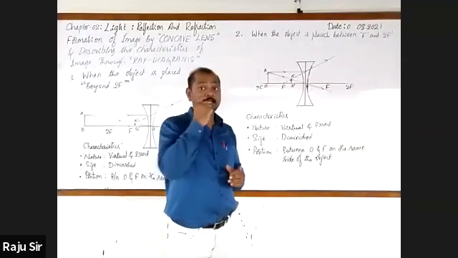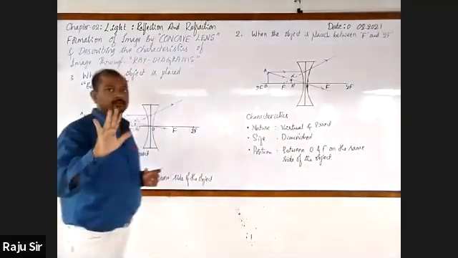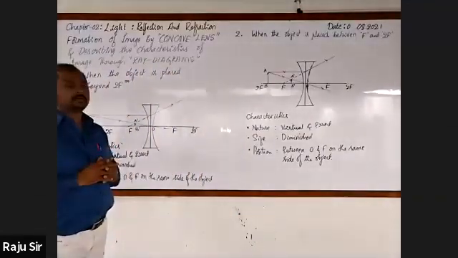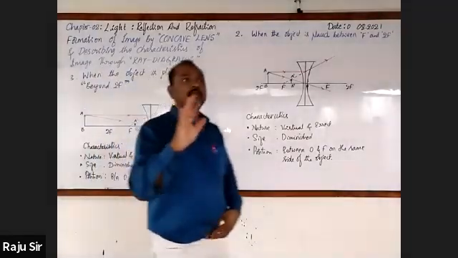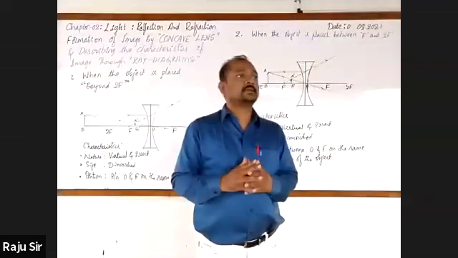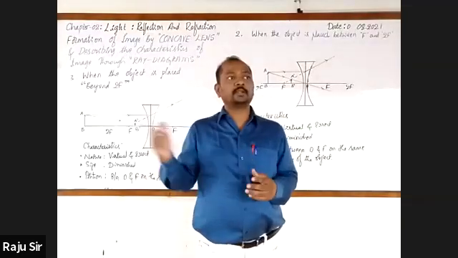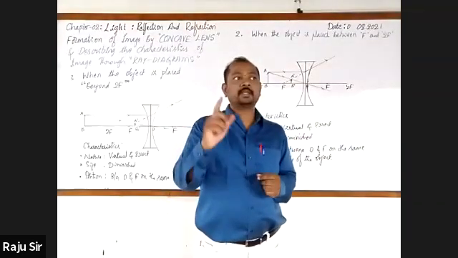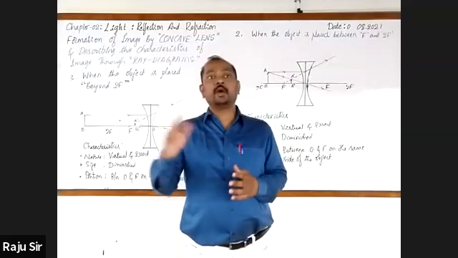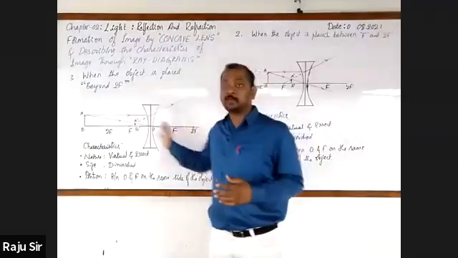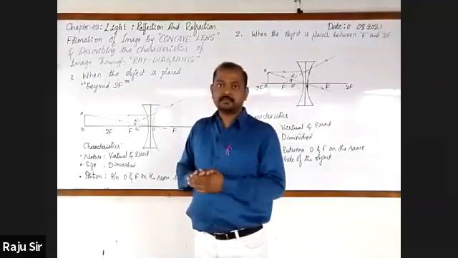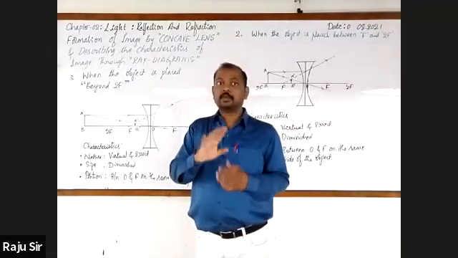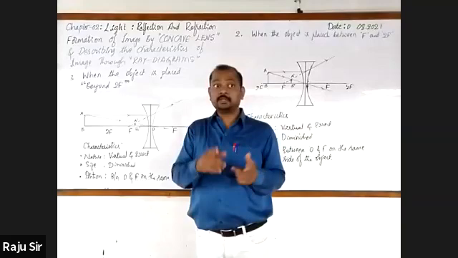The position of the image is always on the same side as the object. Size, of course, in all the cases the image is smaller than the object, but the size of the image will go on decreasing as the object is moved away from the lens.